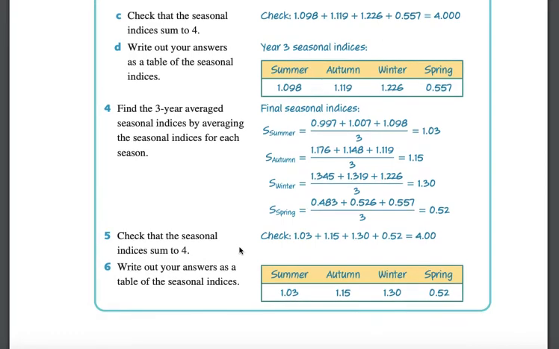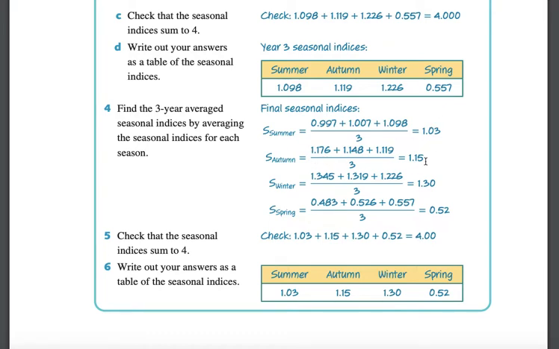So what we're going to do now is find the final seasonal indices. So we have to add up all 3 years' indices. For the summer, get the 3 summer values. You'll see the last summer one is right there. Year 1, year 2, year 3. Divide by 3 because it's 3 years worth. There it is, the seasonal index. And the same thing for autumn, winter, and spring.